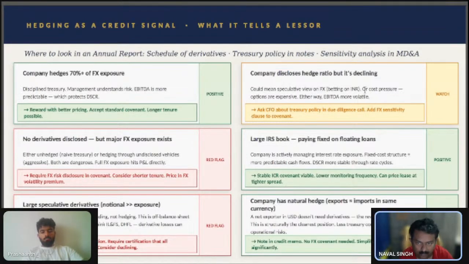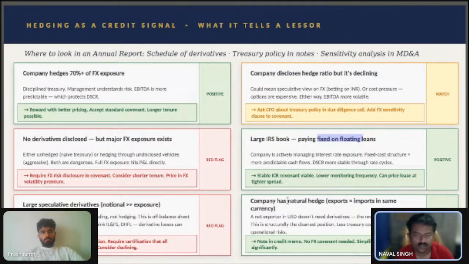Then the company discloses the hedge ratio, but it is declining, which means there is a speculative view on FX, which shows you should ask the CFO about treasury policy in a due diligence call. A large IRS book paying fixed on floating loans is positive. That means they are converting their floating loans to fixed, which shows that the CFO is aware. Finally, the company has a natural hedge.